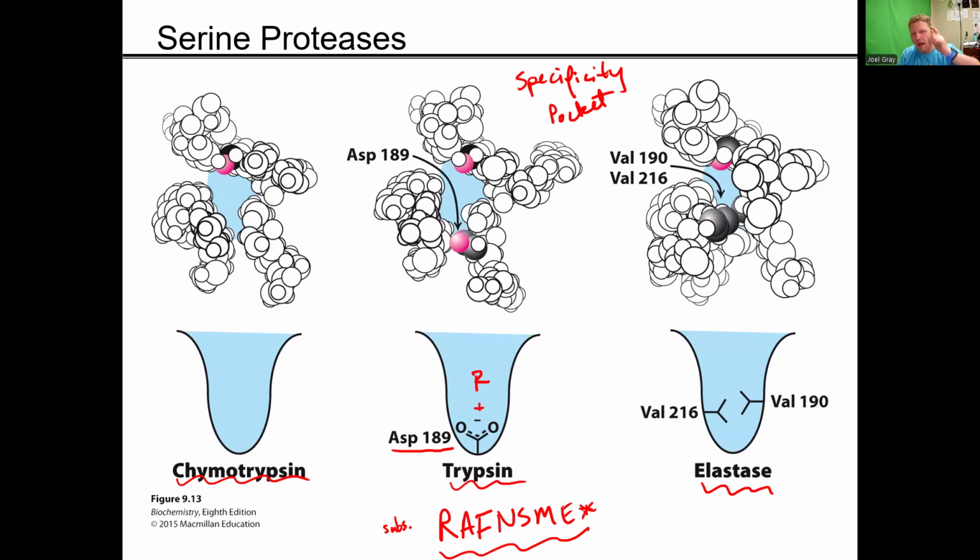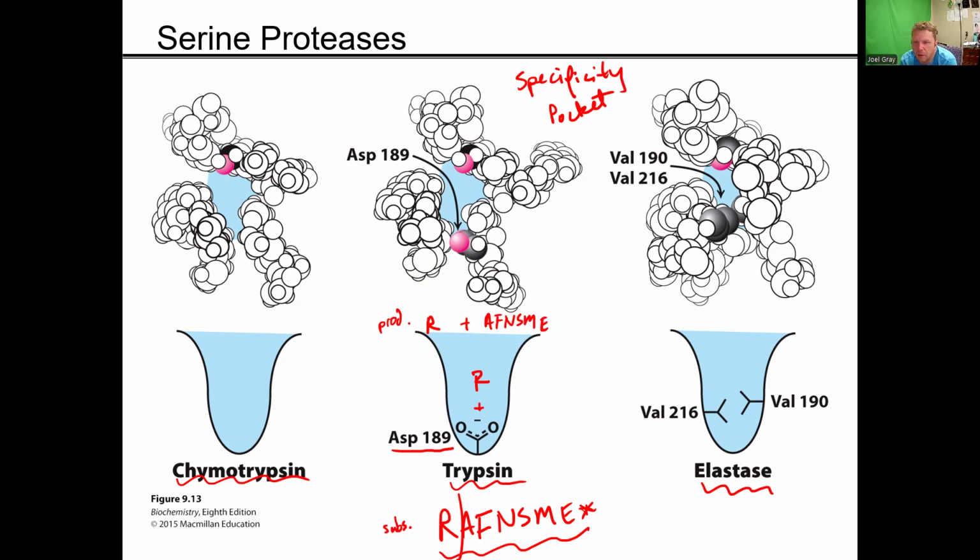Now, what trypsin is going to do is it's going to see this peptide and it's going to say, aha, I have a positively charged residue in my specificity pocket. And I am going to cut after that positively charged residue. So trypsin will take this peptide and make R as one peptide. And so here are my products. And the other peptide is AFNSME.